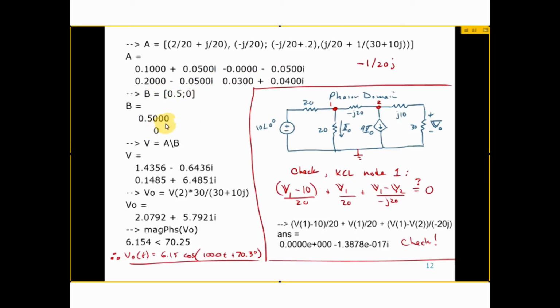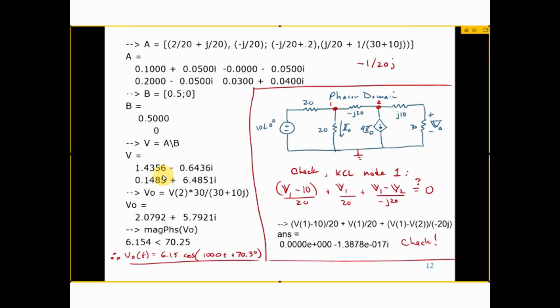My B matrix is just 0.5 and 0. And then to find the answer for the unknown V's, which are going to be my V1 and V2, it's just A backslash B, as we talked about yesterday in lecture. And so V is 1.4356 minus 0.6436j. And that's V1, the voltage at that node. And the voltage at node 2 is the second line right there.